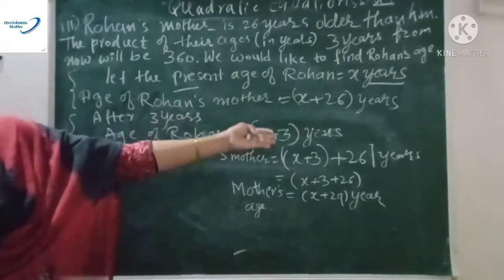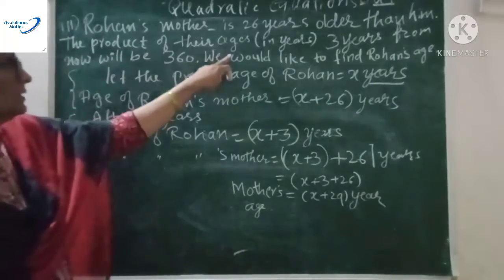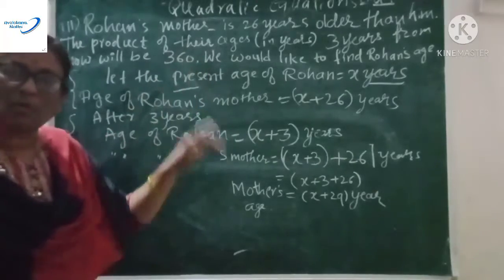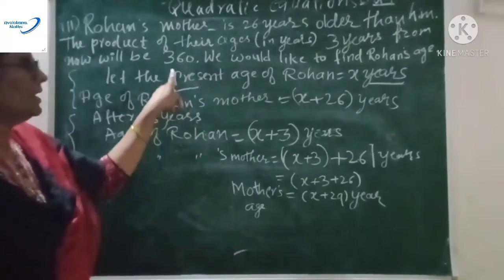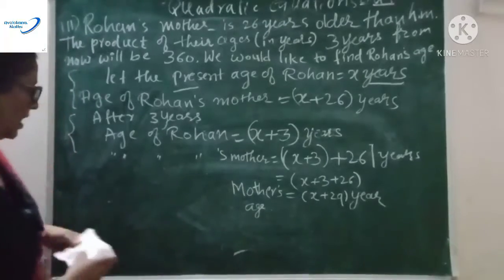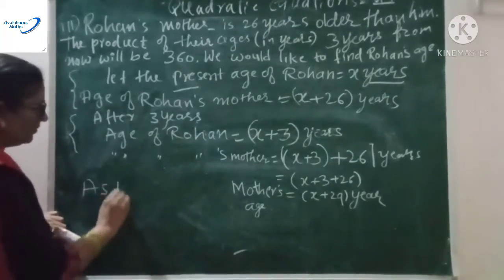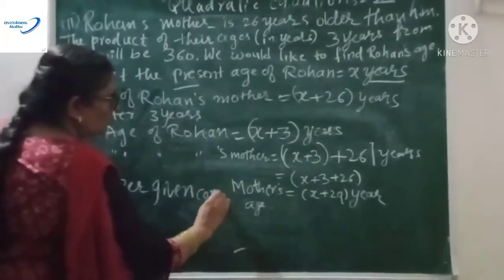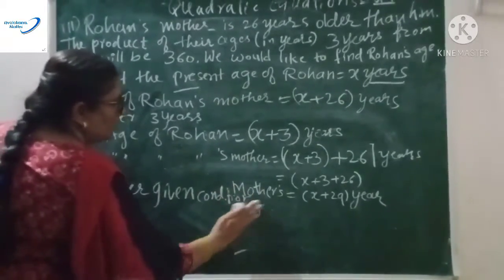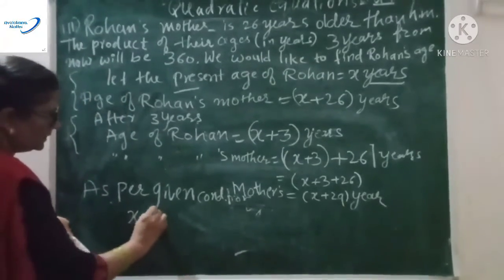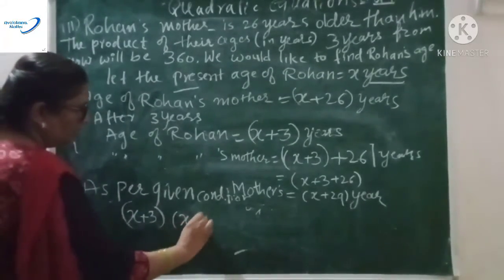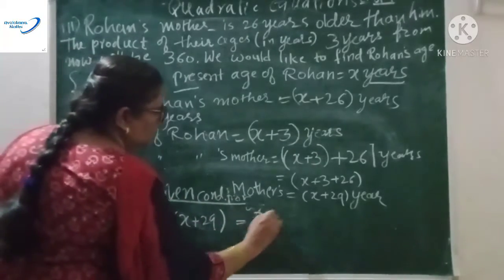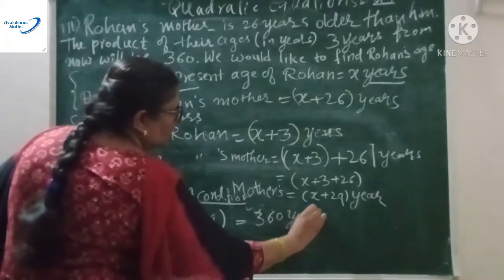So we'll proceed with this one. We'll go for the next condition. What is that? The product of their ages. Product means multiplication. Simple. The multiplication of Rohan's and Rohan's mother's ages is 360. Okay. Now, as per the given condition, you write this. Rohan's age is how much? x plus 3. Mother's age is what? x plus 29. Their product is how much? 360.